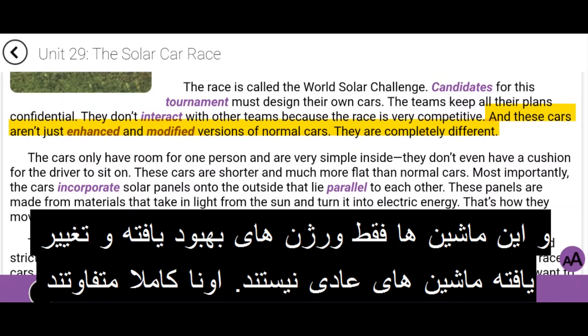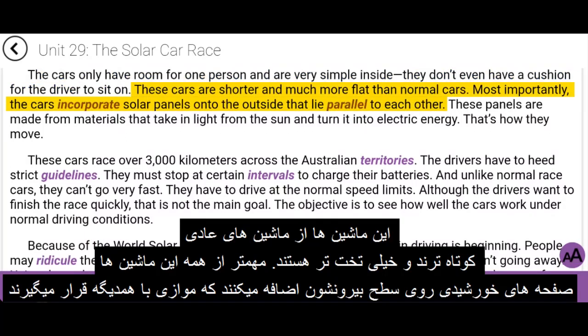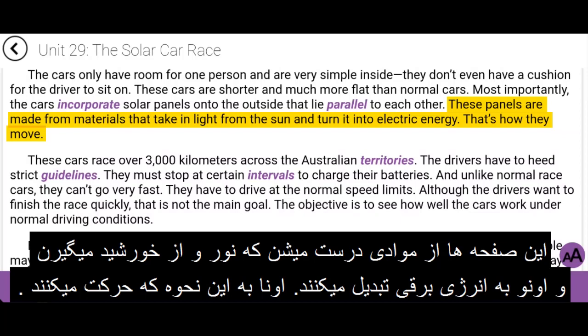They are completely different. The cars only have room for one person and are very simple inside. They don't even have a cushion for the driver to sit on. These cars are shorter and much more flat than normal cars. Most importantly, the cars incorporate solar panels onto the outside that lie parallel to each other. These panels are made from materials that take in light from the sun and turn it into electric energy.